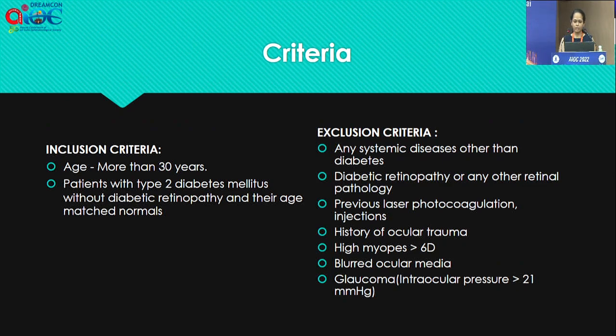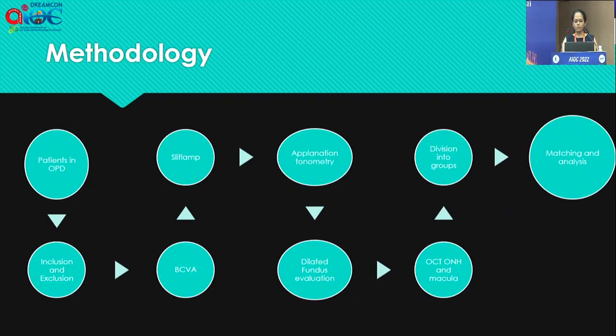The inclusion criteria were age more than 30 years, patients with type 2 diabetes without diabetic retinopathy. Exclusion criteria were any systemic disease other than diabetes, diabetic retinopathy or any other retinal pathology, previous laser photocoagulation or any injections, history of ocular trauma, high myopes, blurred ocular media, or glaucoma, which was an intraocular pressure more than 21 millimeters of mercury. So how we went about it was, every patient that came into the OPD, if we could fit into the inclusion and exclusion criteria, BCVA, slit lamp, applanation tonometry, and a dilated fundus evaluation was done.